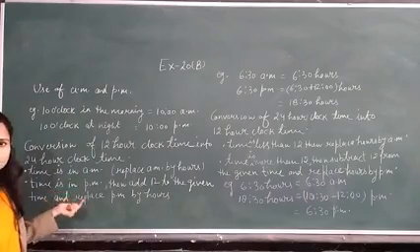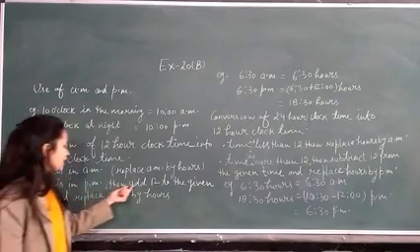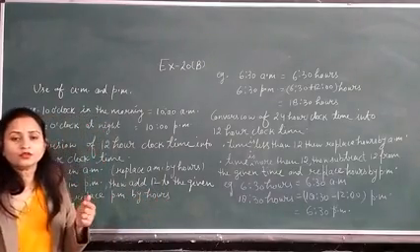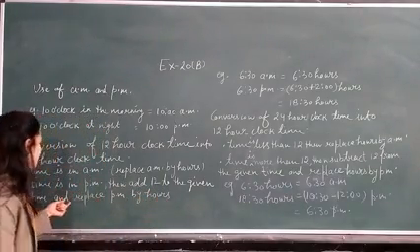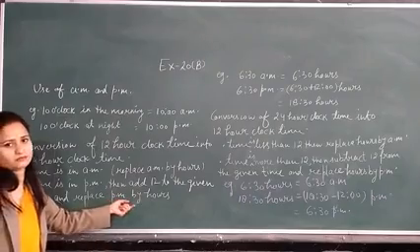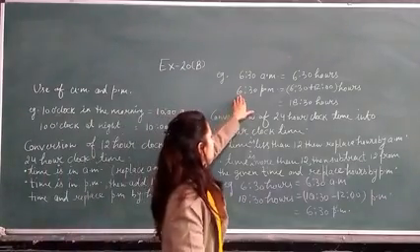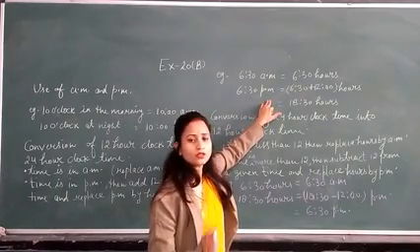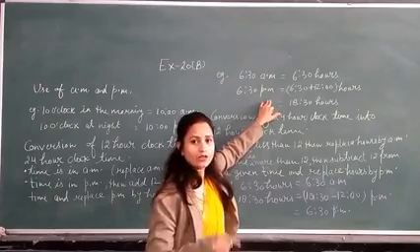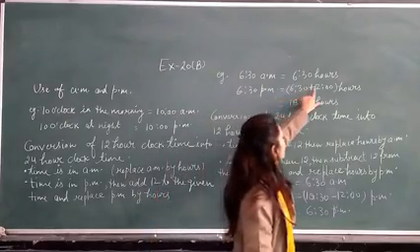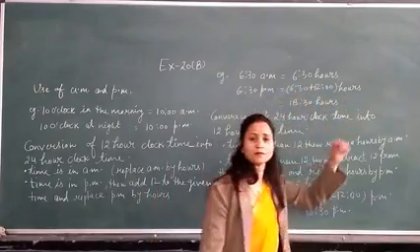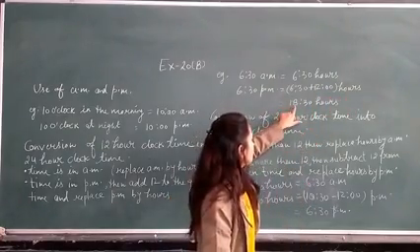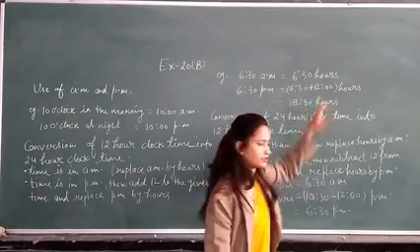Now, second one, if the time is in PM, then add 12 to the given time and replace PM by hours. Okay. Look at here. 6:30 PM. Time is PM. What is the rule? For this, we will add 12 to the given time. 6:30 plus 12, and replace PM by hours. That is equal to 18:30 hours.